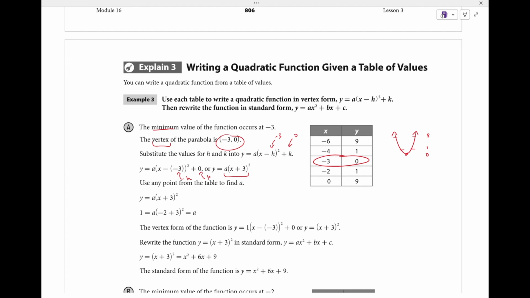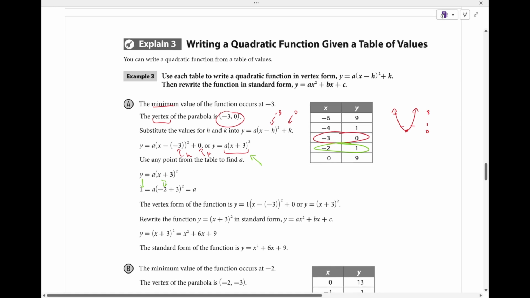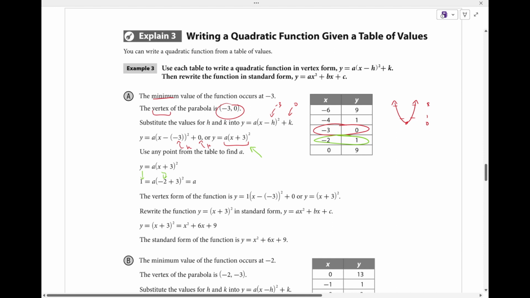Now just like we did in 16.1 actually, they took another point from our table. So let's take this point, (−2, 1). They have this equation right now, then they plug in the x value for your x, −2, and the y value, 1, for y, and then solved for a. Thankfully here, a is a very easy value, it's just 1. So again, we found the vertex, plugged it in as h and k into our vertex form, and then solved for a.